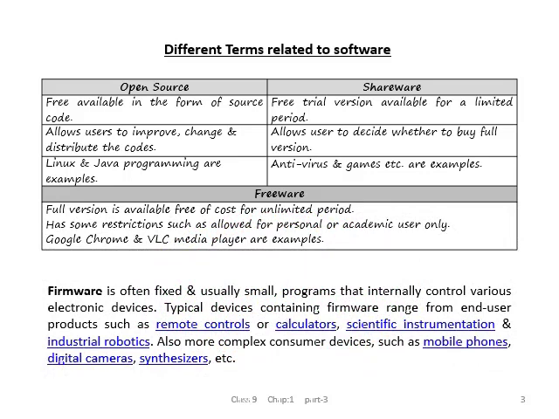We have another term, firmware, which is often fixed and usually small programs that internally control various electronic devices. Typically, devices containing firmware range from end-user products such as remote controls or calculators, scientific instruments, and industrial robotics. Also, more complex consumer devices such as mobile phones, digital cameras, and synthesizers.